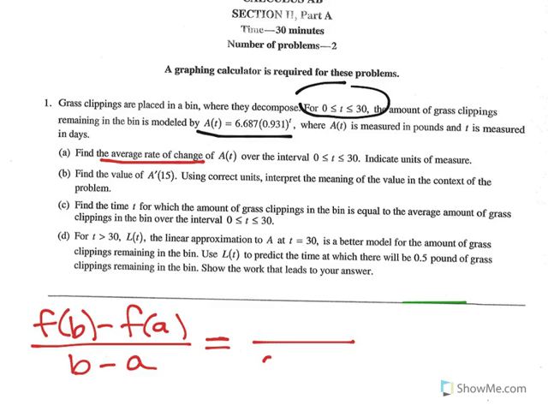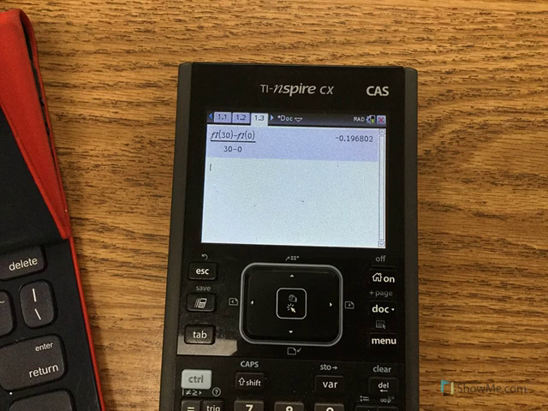So I'm going to go f(30) minus f(0) over 30 minus 0. Now, there are a couple of ways to do this in the calculator. I'm going to do it all in one step, and I'm going to show you how I enter it in. Okay, so because I stored my function in f1, I just did the f(b) minus f(a) over b minus a right in here, and it gave me back this average rate, which is negative.